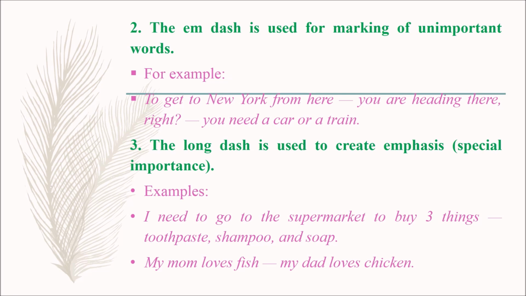The third one is that the long dash is used to create emphasis. Here, emphasis means special importance. So, the long dash is used to create emphasis, that is, special importance. Example sentences are like: I need to go to the supermarket to buy 3 things: toothpaste, shampoo and soap. My mom loves fish. My dad loves chicken.